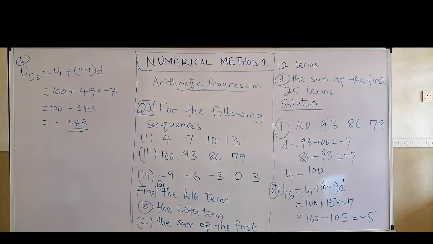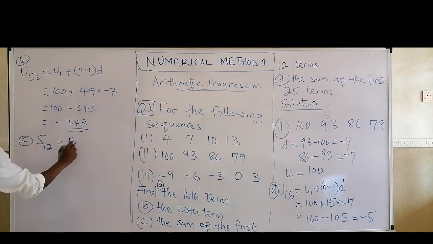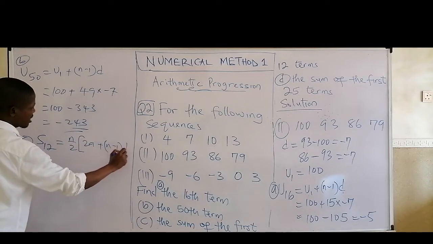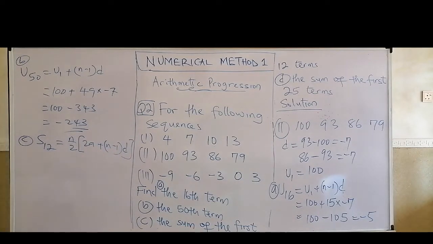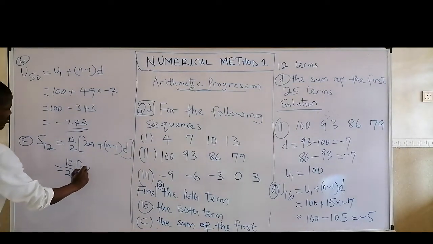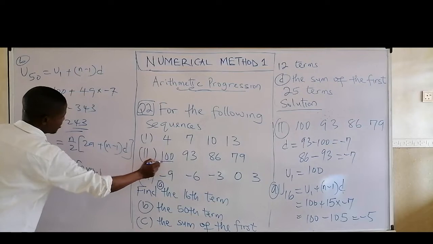Okay. Then the C part, the sum of the first 12 terms. That will be n over 2 for the formula, 2a plus n minus 1 into bracket d. So that's that on that aspect. Then we can do the substitution. The n is 12. That will be 12 over 2 into bracket 2 times a, a is 100, the first given number.